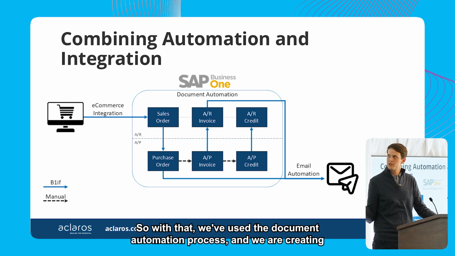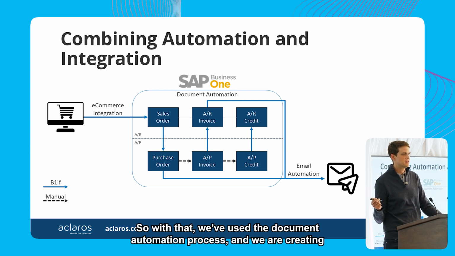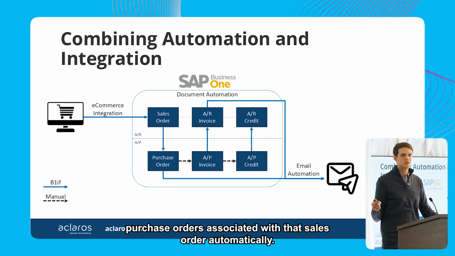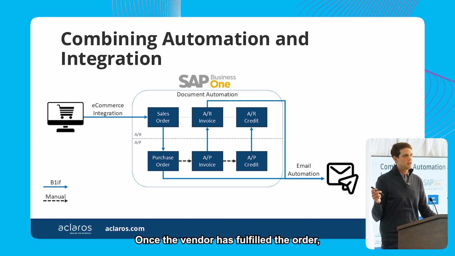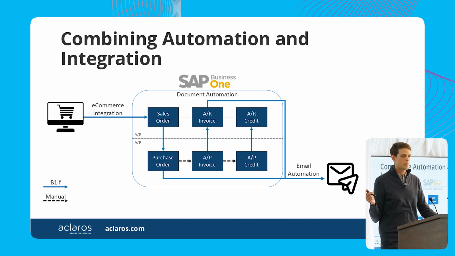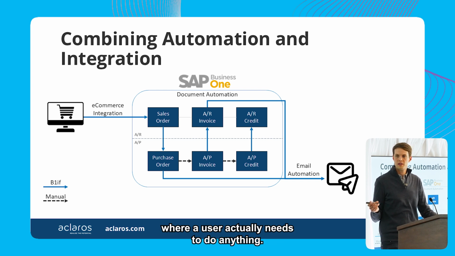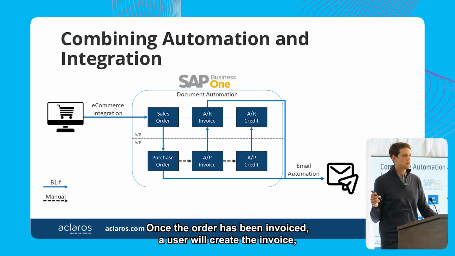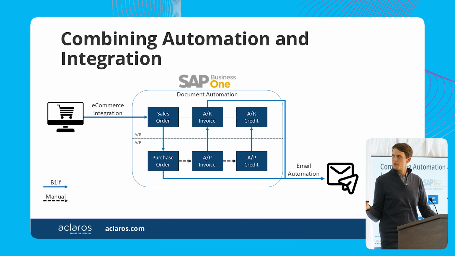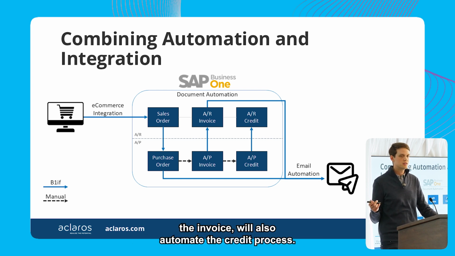So with that, we've used the document automation process, and we are creating purchase orders associated with that sales order automatically. Once the vendor has fulfilled the order, this is about the only portion in the entire process where a user actually needs to do anything. Once the order has been invoiced, a user will create the AP invoice, and the integration will also create the AR invoice associated with the sales order. The same thing with credit notes. If there are credit notes associated with the invoice, we'll also automate the credit process.